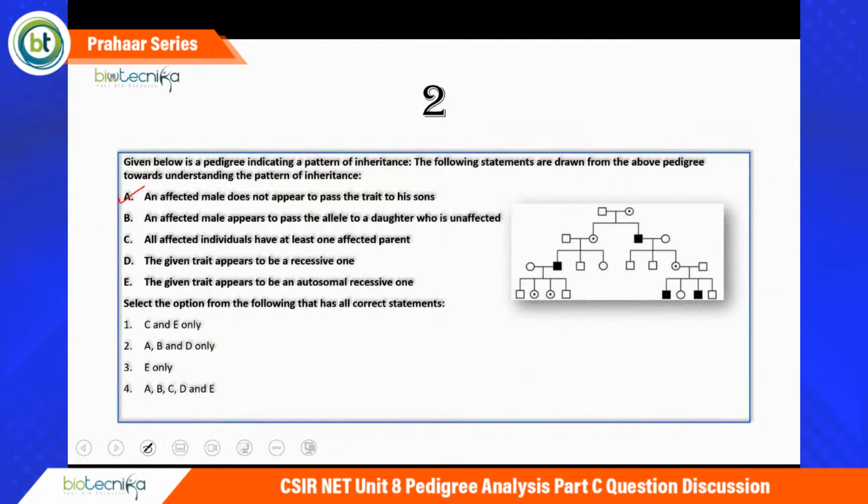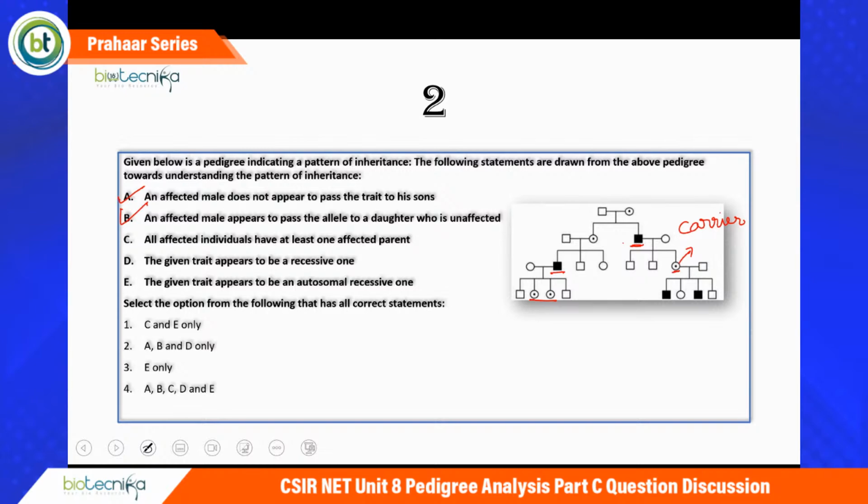Next statement is saying that the carrier is there. This male is affected, but this individual is a carrier. So the affected male is passing the allele to the daughters, but the daughters are not affected because carriers do not show the symptoms. Here also the male is affected, both of his daughters are unaffected, but they are carriers. So again statement B is correct.